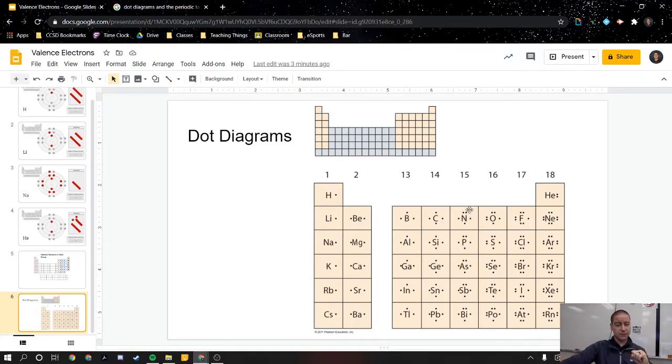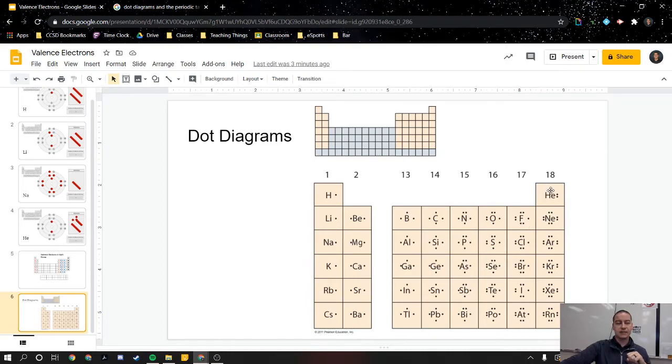So when I get to 15, which has 5 valence electrons, now I have to start doubling up. So I have 3 singles and then 1 pair, and that makes 5. 16 has 6 valence electrons, so there's another double up to make 6. Group 17 has 7 valence electrons, so it's got 7. It's got 3 pairs and 1 lone electron.